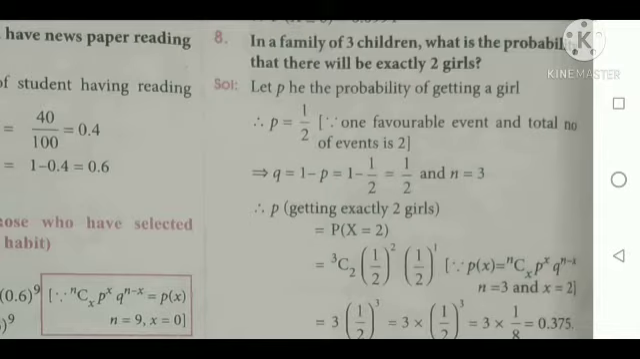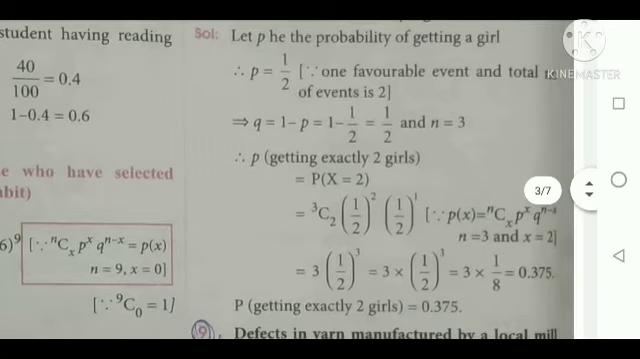Then n equal to 3, as it is 3 children. The question is the probability of getting exactly 2 girls, so x equal to 2. Therefore 3C2 p power 2 q power 1. So 3C2 is nothing but 3 into 2 divided by 1 into 2. We are getting 3.